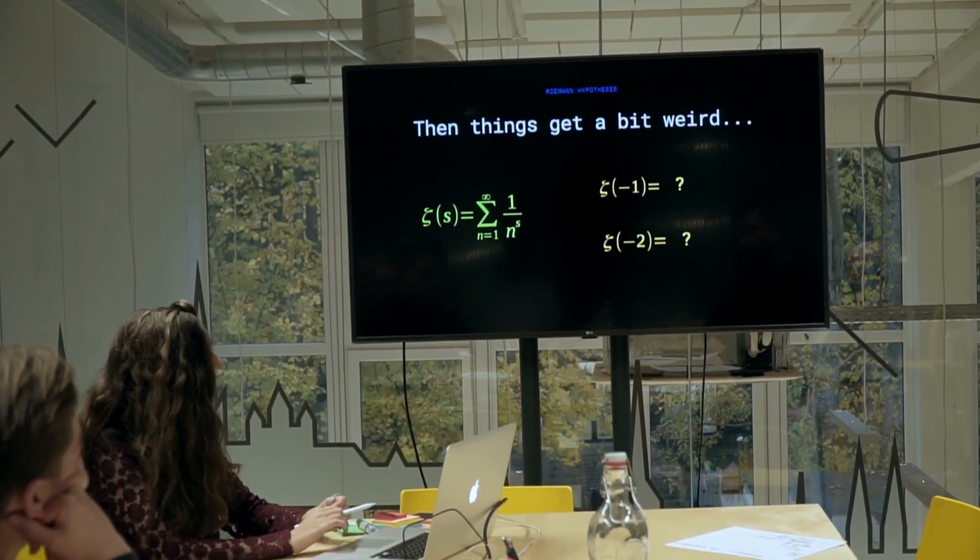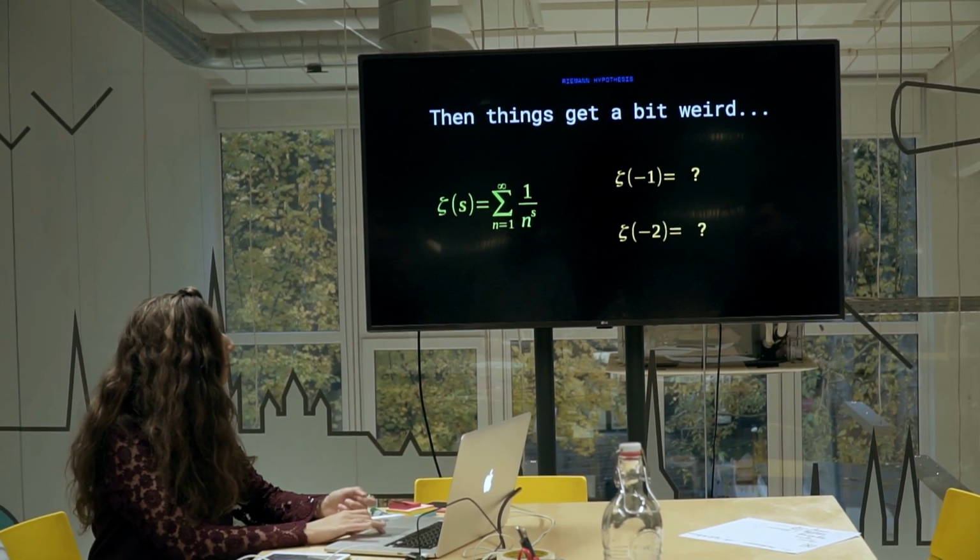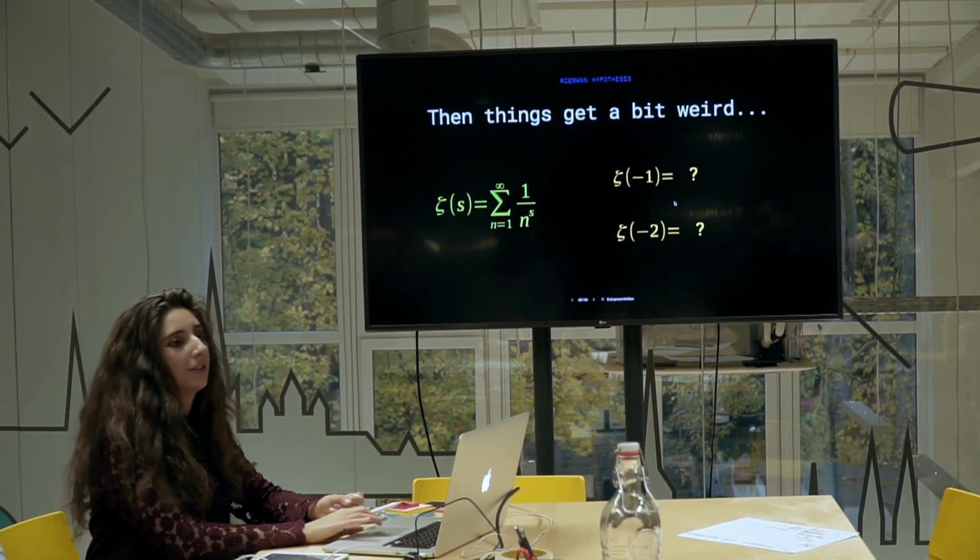So what happens when you put in some negative numbers? This sum starts behaving in a strange way.